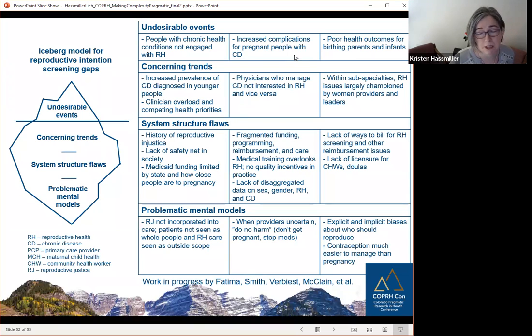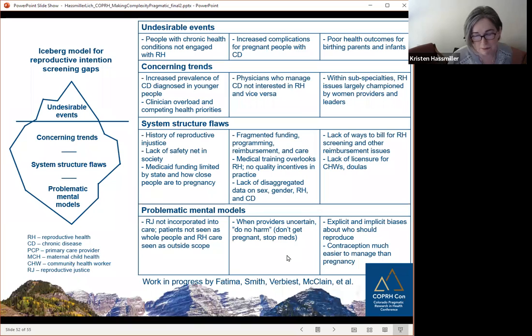The tip of the iceberg is what's the problem, the thing that makes the news or keeps us up at night. The next level underneath the waterline, we're trying to understand what's been happening over time and related trends that really are affecting this, making it hard to improve this outcome. Even further down, the reason that we talk about these concerning trends is that they suggest system structure flaws. We need to think about what is it in the system that needs to be improved.